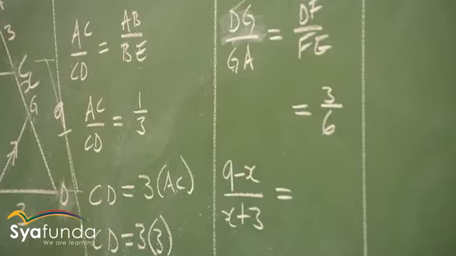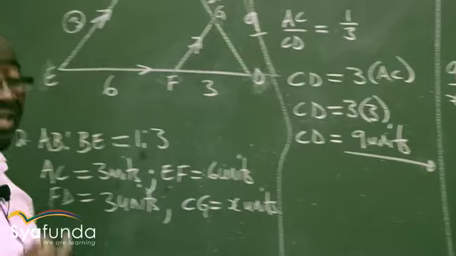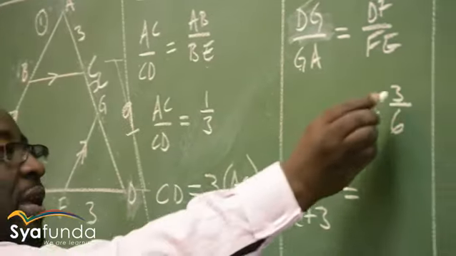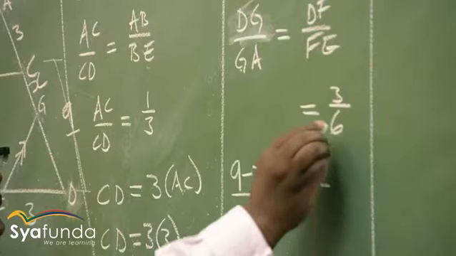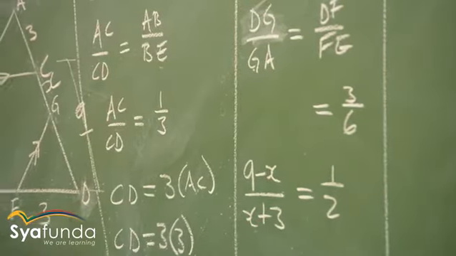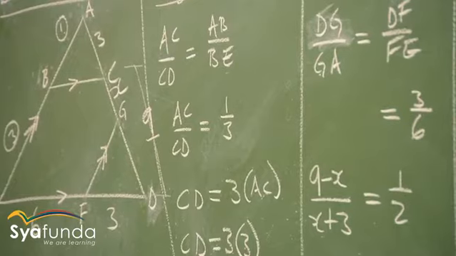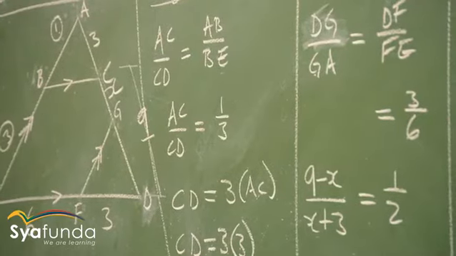It is equal to that ratio, which is 3 over 6. What is 3 over 6? It is the same as 1 over 2. 3 goes into 3 once, and 3 goes into 6 twice. So it is 1 over 2. Right. We're looking for x. Let's try and clean our equation now.